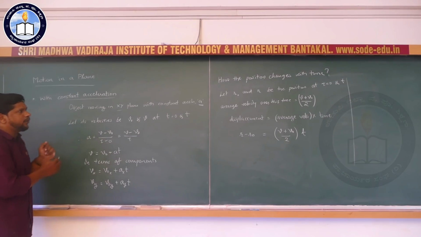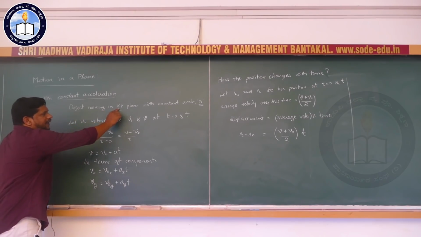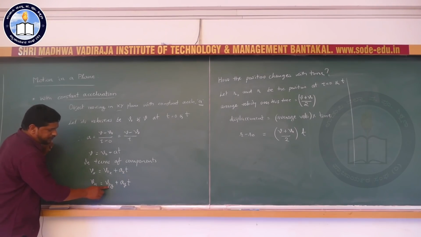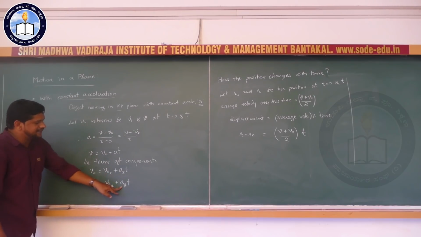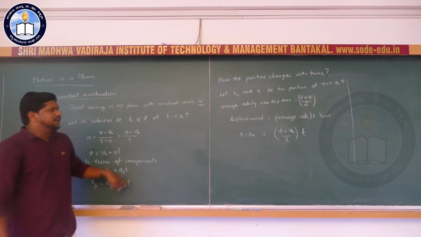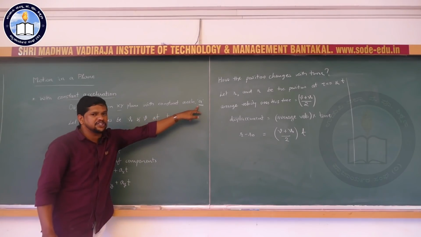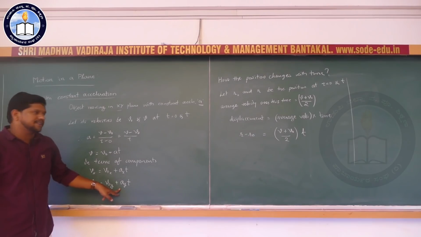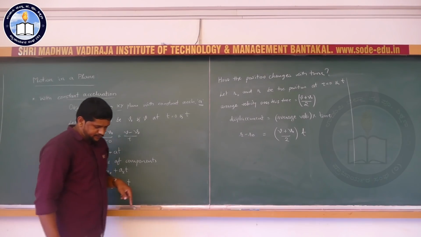resolve into two components, one component along the x-axis and one along the y-axis, so that you can write Vx is equal to V naught x plus Ax into t, and Vy is equal to V naught y plus Ay into t, where Ax and Ay are the components of this acceleration a along the x-axis and y-axis respectively.